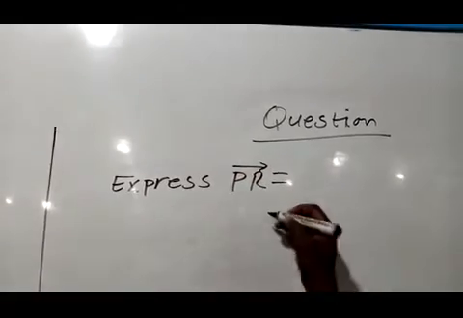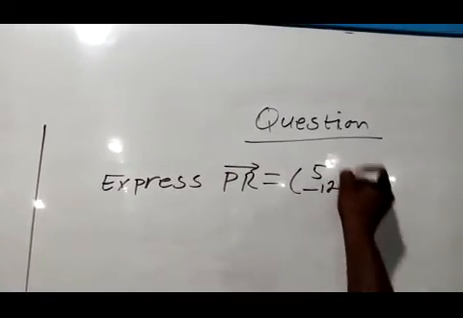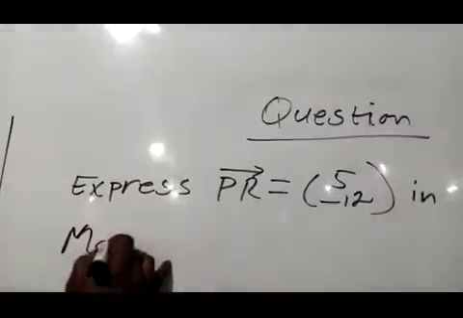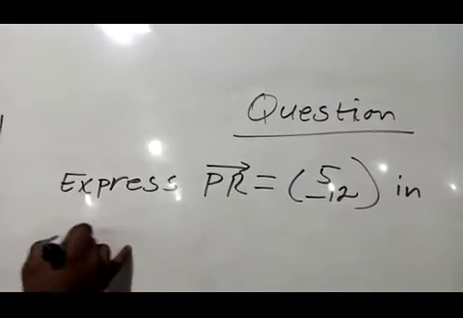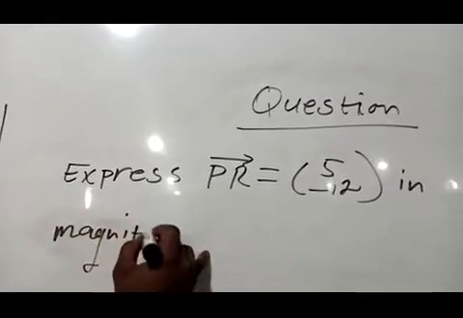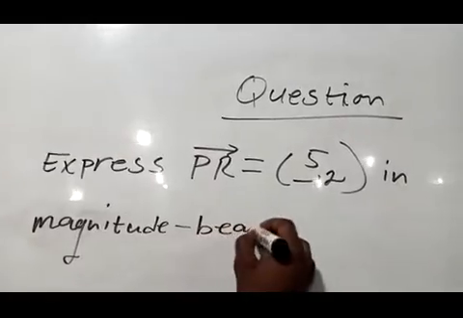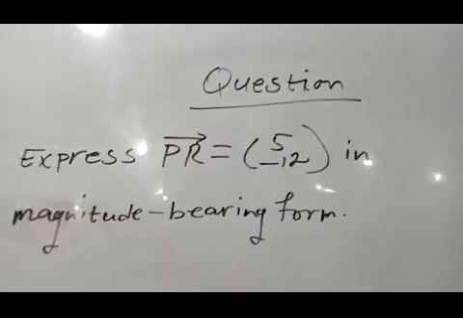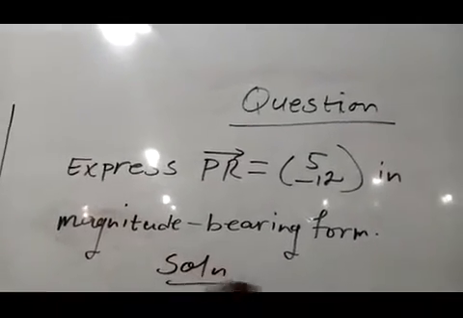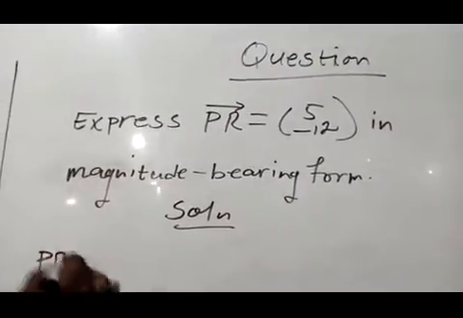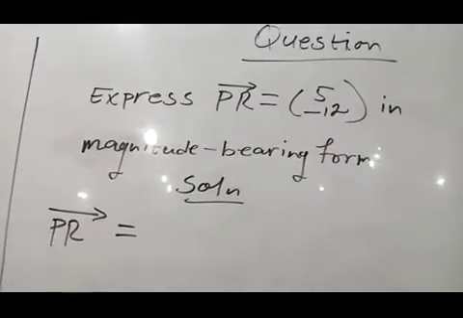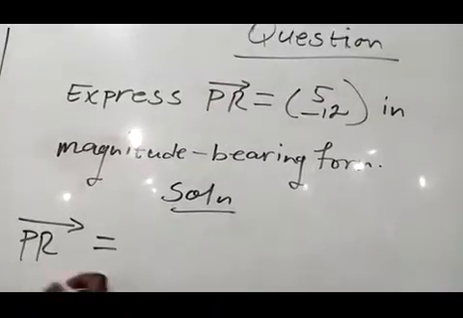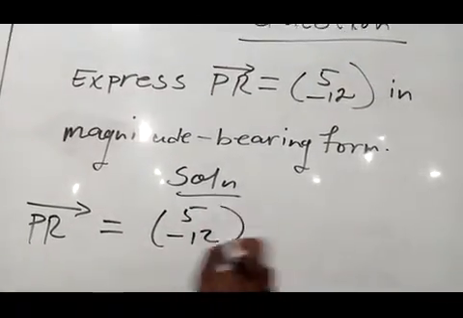Vector PR, equals (5, -12), in magnitude-bearing form. All right, so we have PR. It doesn't matter which one you do first, whether the magnitude first or the bearing first. The most important thing is to do all. So I'm going to start with the magnitude first this time round.